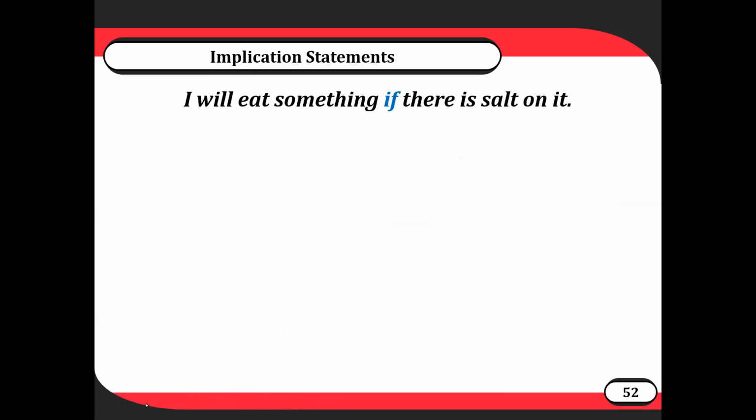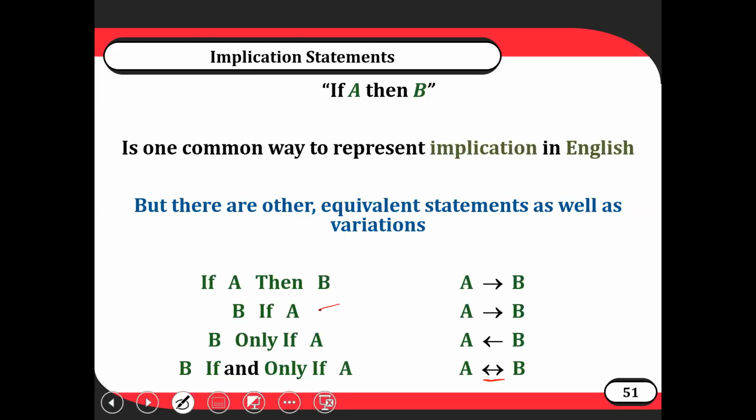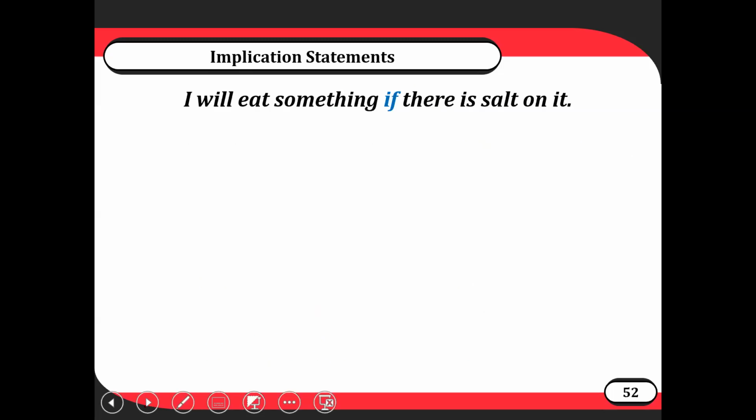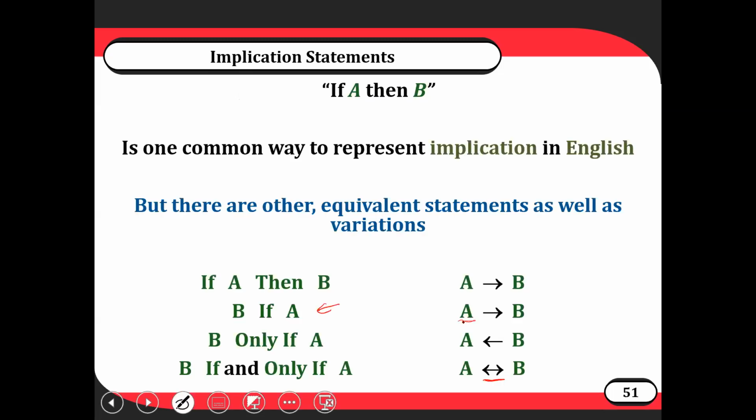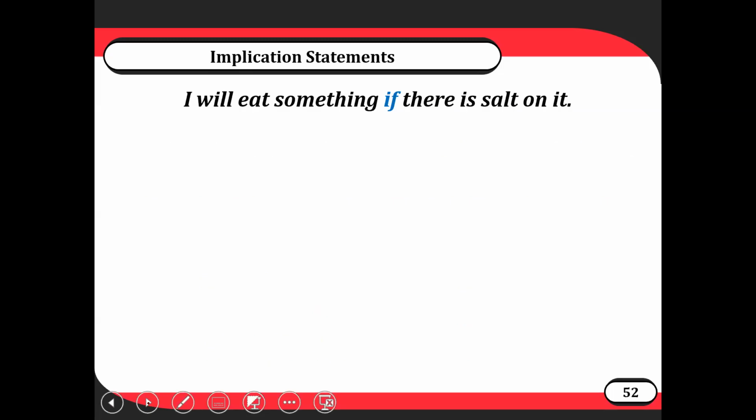So let's look at some examples. So I will eat something if there is salt on it. So that's this version here, B if A. And what we said is that means A implies B. So I will eat something if there is salt on it. That means there is salt on it implies that I will eat it. Okay.